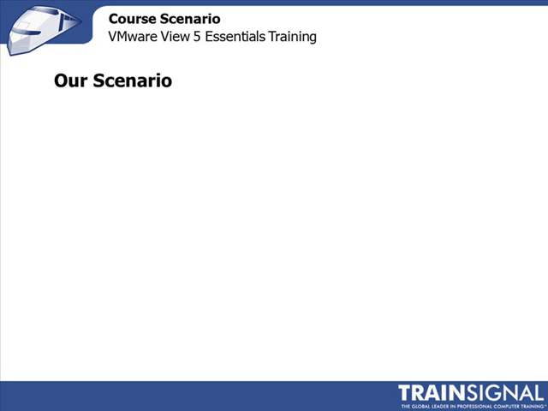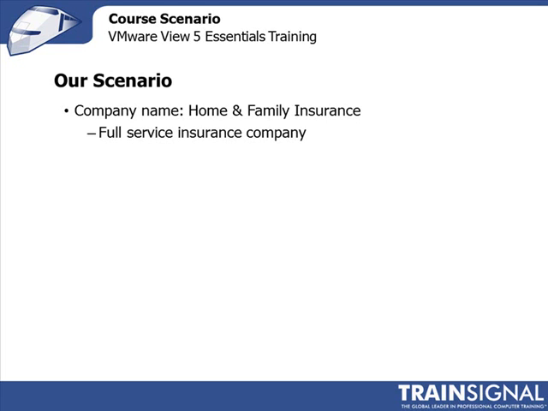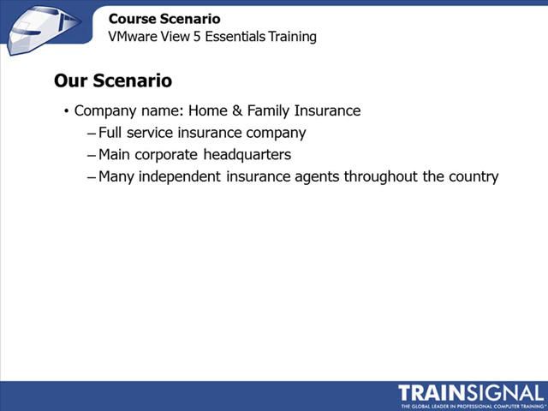Now here's our scenario that we'll use. Our scenarios will be based around a company named Home and Family Insurance. It's a full-service insurance company offering health, life, home, and auto insurance. They have a single corporate headquarters that contains most of the administrative staff, the IT department, and the executives. They don't have any branch offices, but they do have many independent insurance agents throughout the entire country.